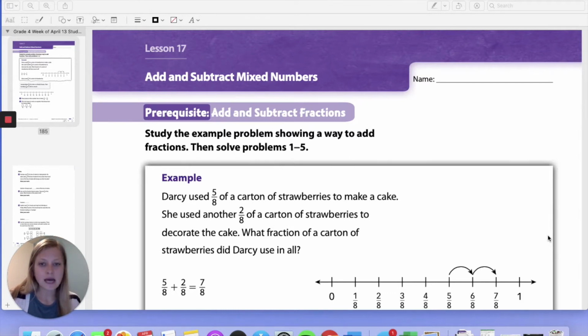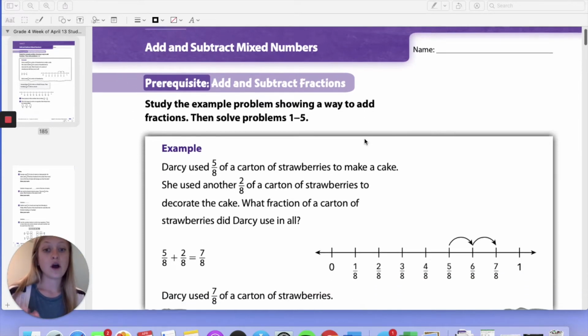And you'll notice that right here, if you see my screen, it says that we are going to be adding and subtracting mixed numbers, but a prerequisite skill, which means a skill you must know in order to be successful in the lesson, is to add and subtract fractions. The beautiful thing about this, you guys, is that you know how to add and subtract mixed numbers already, and you know how to add and subtract fractions. We've already learned those skills, so this is going to be a nice review.